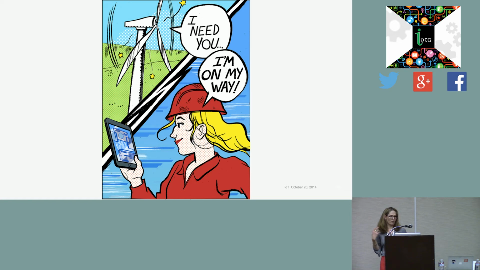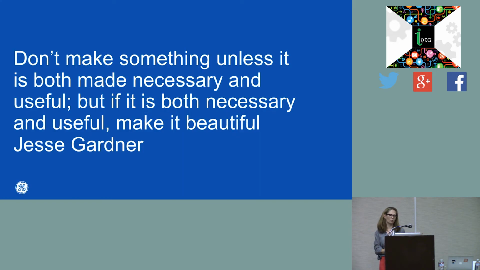We all like to anthropomorphize our objects. So the idea is that the objects can tell us what's going on with them, and we can respond appropriately. This is a great quote from Jesse Gardner, who was at Brooklyn Beta recently: don't make something unless it's both necessary and useful. But if it's both necessary and useful, make it beautiful. Make it useful. And that's my talk.